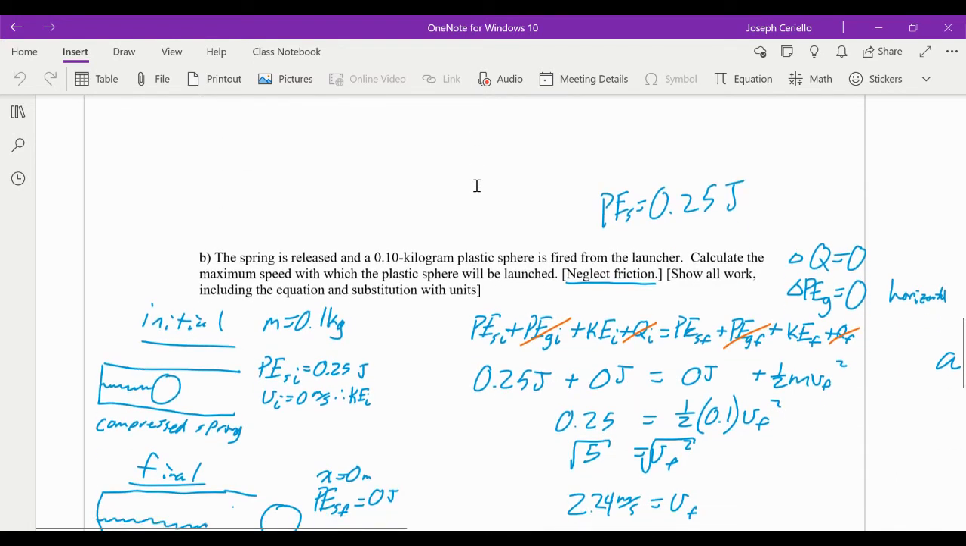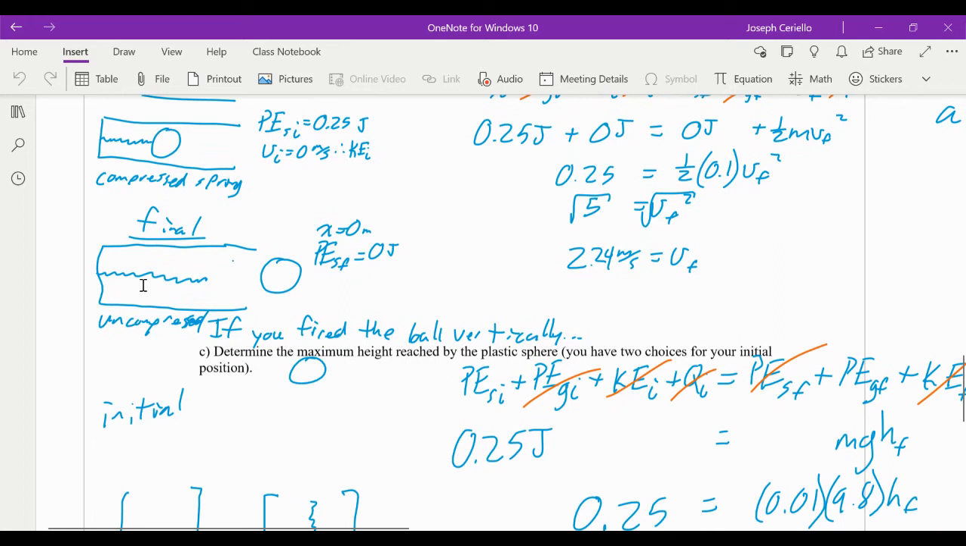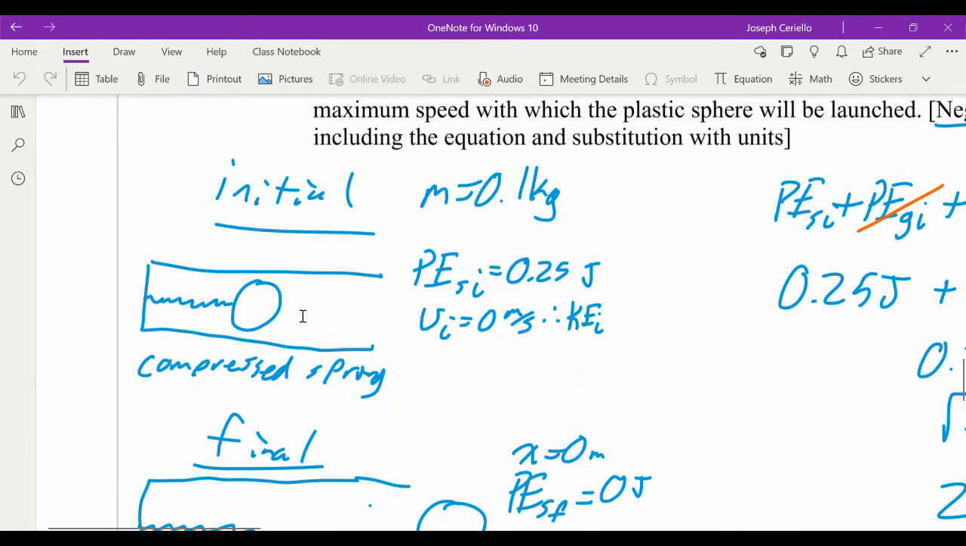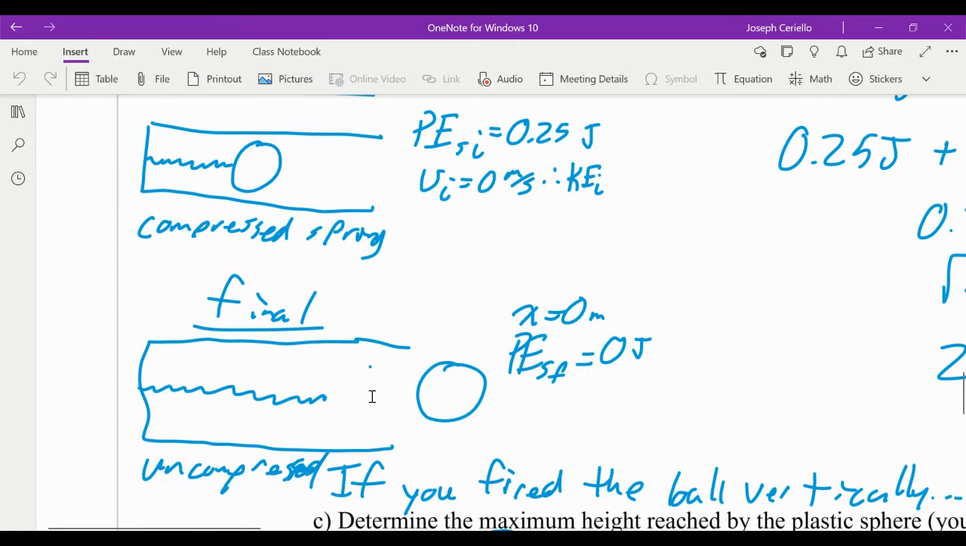I purposely left everything here because there's a lot and I didn't want to forget anything. First off, we're neglecting friction, so Q is 0. The other thing that is not so obvious in this question. Let's see what's happening here. The ball is stored and the spring is compressed. Then the spring decompresses and the ball is fired. All done horizontally.